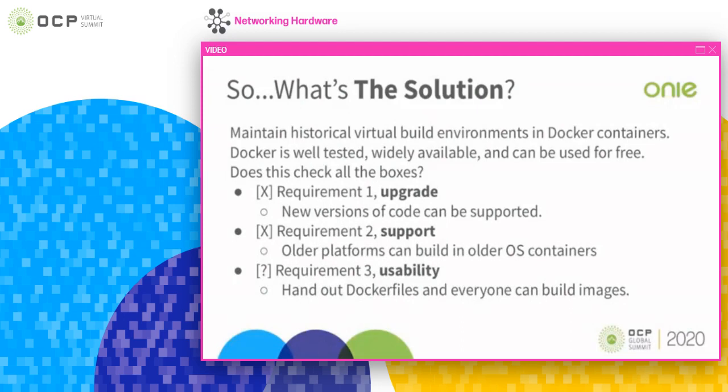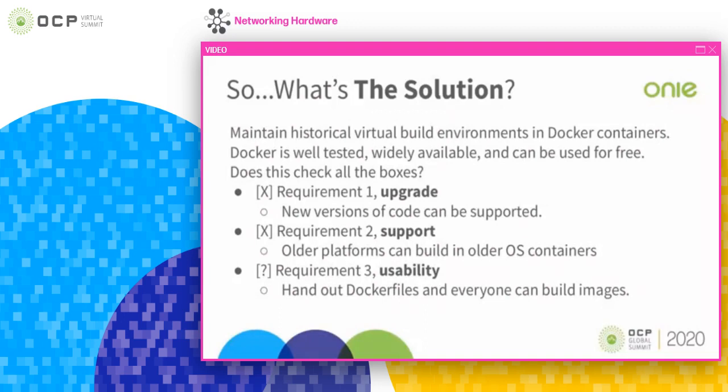So what's the solution? After looking around, I decided we have to build things in Docker containers. It's well tested, it's widely available, it can be used for free. This is probably not a radical solution to this problem. Now, the question is, does this check all of the boxes? Well, it definitely supports upgrade. New versions of code can be supported. New containers and Docker images can be generated. So if I need to have a Debian 10 build environment, I can do that. I can also support older builds by having a Debian 8 build environment.